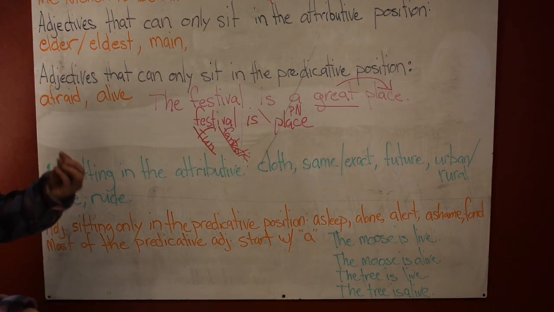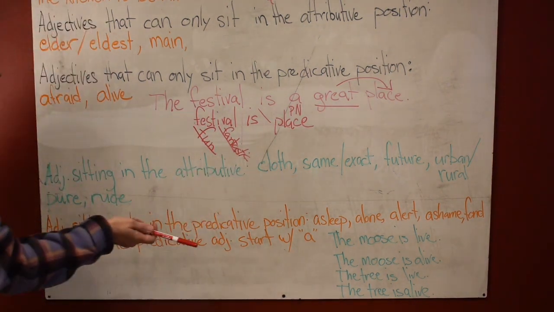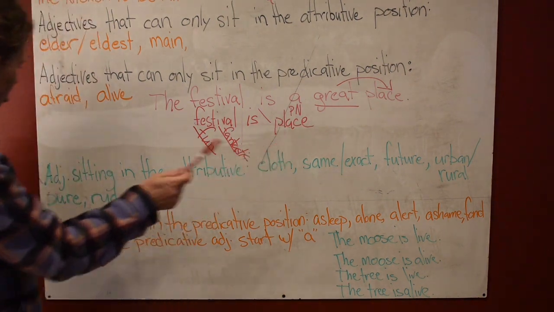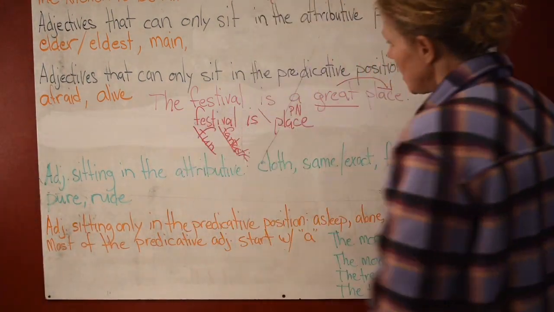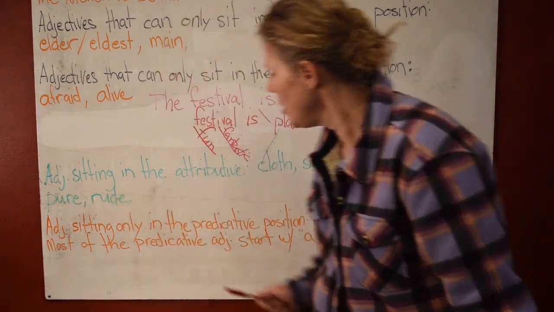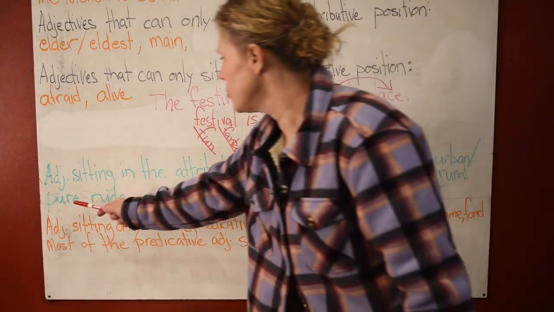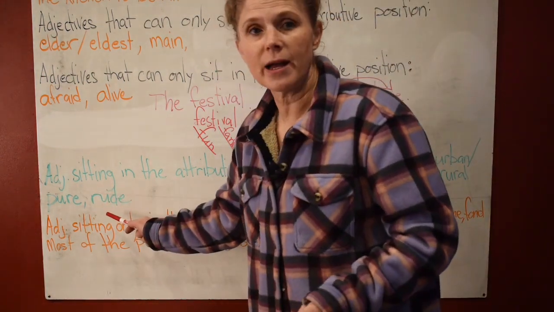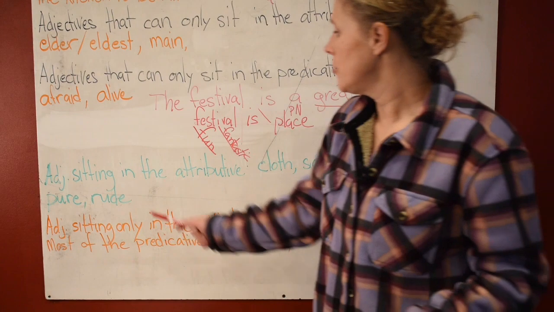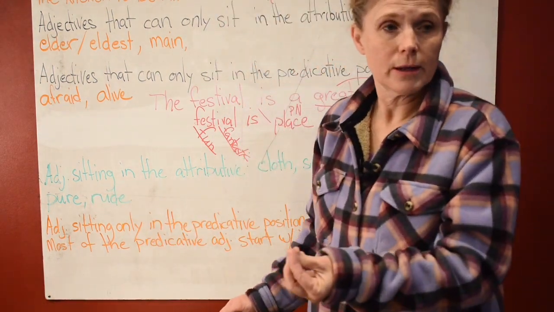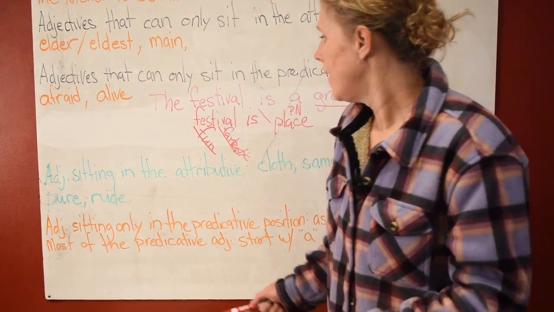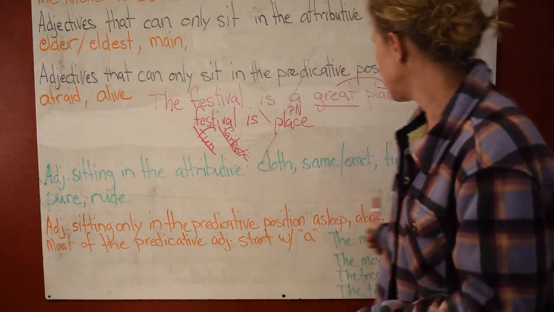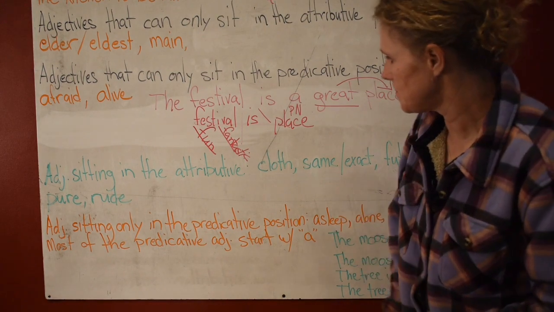Before the noun. So these sit in the attributive position. We have cloth, same exact, future, urban, rural, pure, and rude. So right here, we have pure and rude. Well, the girl is rude, but then that's acting as a verb. But you can say the rude girl. Okay? Anyways, those can sit in the attributive position.